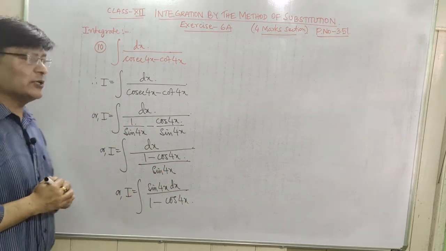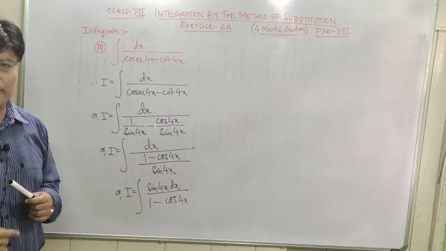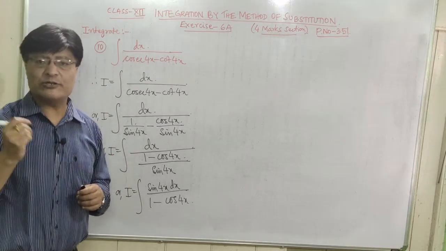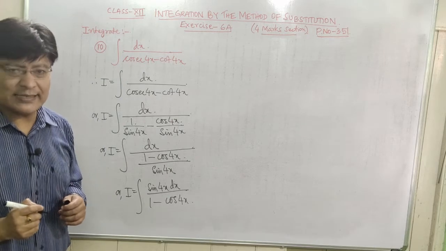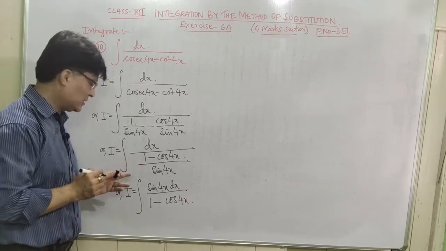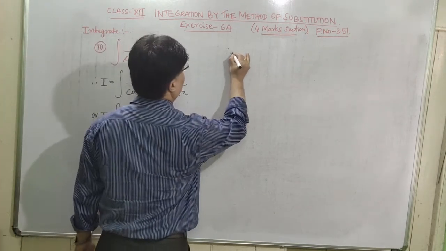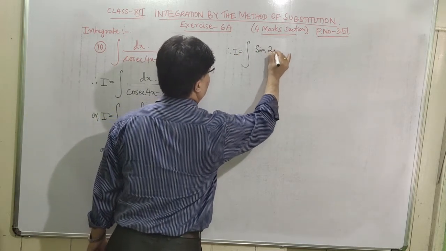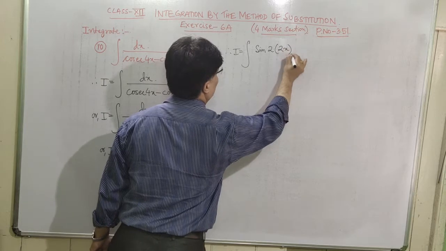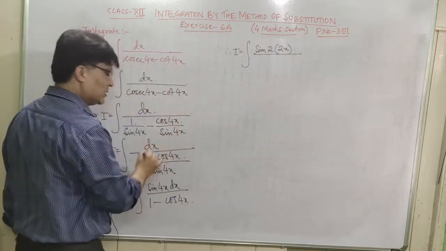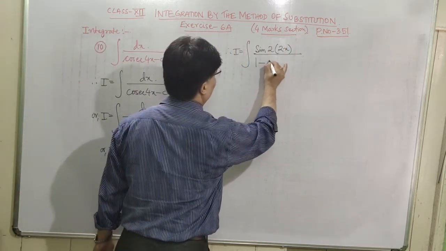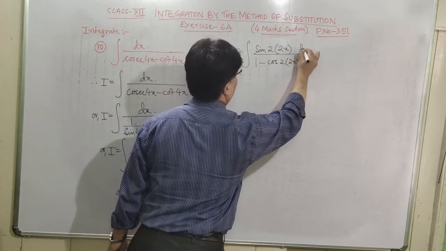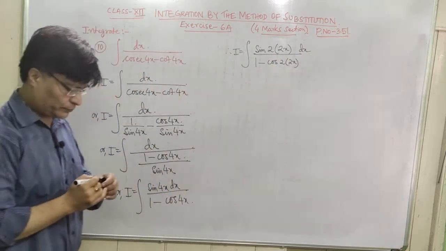So now in this case you have to use the formula. So what is the formula that you can use here? You can use the formula from multiple angles in trigonometry. You have done it in class 11, I think, isn't it? So therefore I is equal to integration of, you can write in the form sine 2a form, sine 2 into 2x. And in the denominator also we can write it in the form 1 minus cos 2a form. And then you can write here dx.